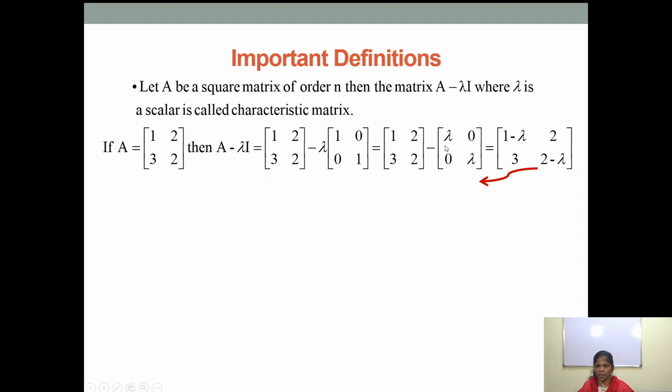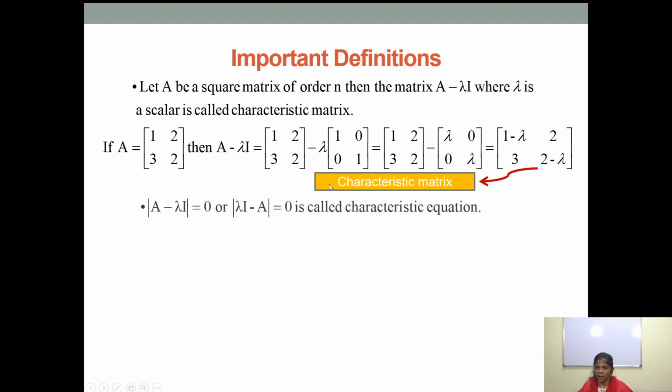Now what do we observe here? We have the subtraction of two matrices, so let us subtract corresponding elements. It is 1 minus lambda, then 2 minus 0, which is 2, 3 minus 0, which is 3, and then 2 minus lambda. Like this we get the matrix A minus lambda I, which is called a characteristic matrix. It is also called a secular matrix.